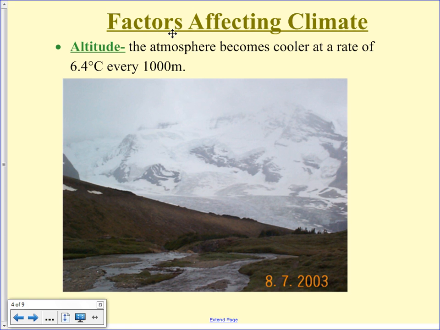Anyone ever climbed a mountain before? Why does it get harder near the top? There's less oxygen. The atmosphere is thinner. The higher up you go, the thinner the atmosphere gets, the less it's able to retain heat. And so it gets cooler and cooler. Not only that, but it gets obviously more and more difficult to replenish your oxygen debt.